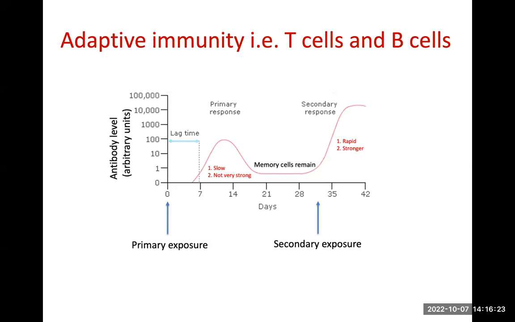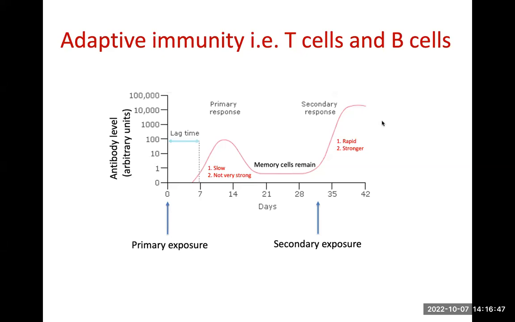And so that means that if you are ever exposed to COVID, or if you ever had COVID in 2020, if you will encounter COVID again in 2022, your body will not be starting from scratch. It will be having some memory, and then it can generate a more rapid and stronger adaptive immune response.